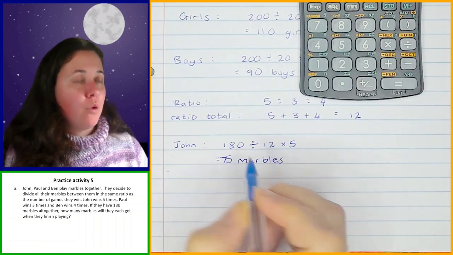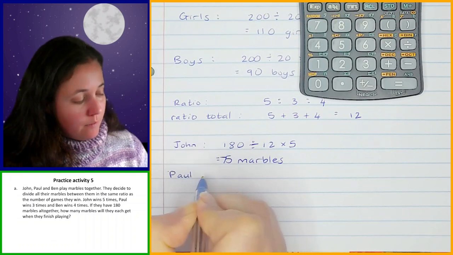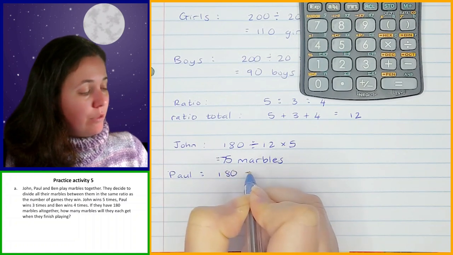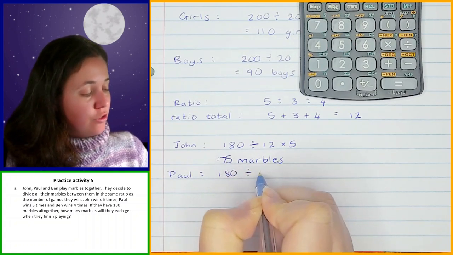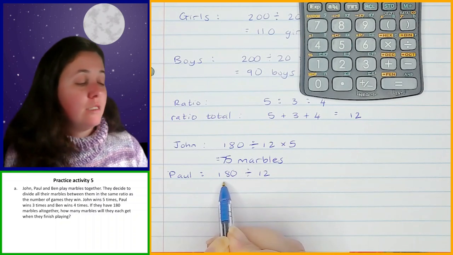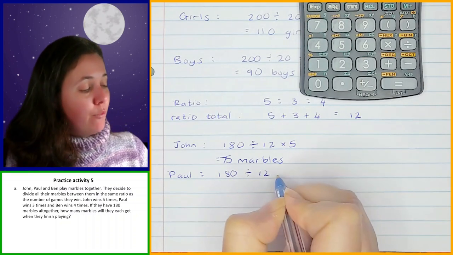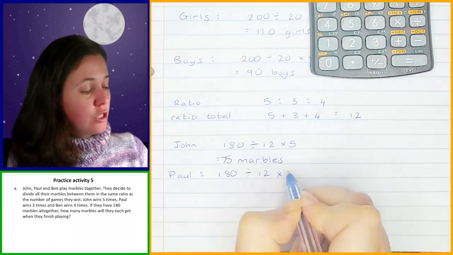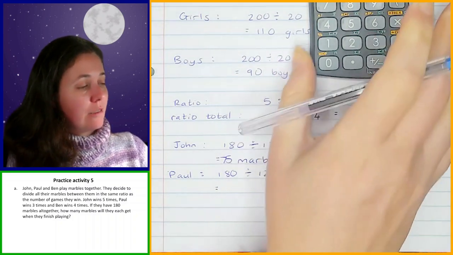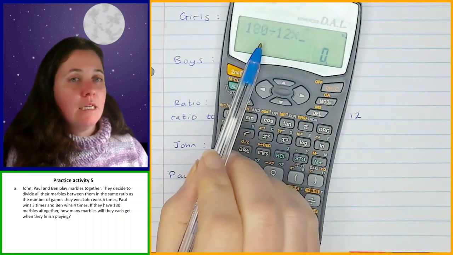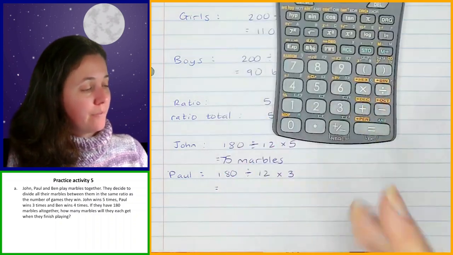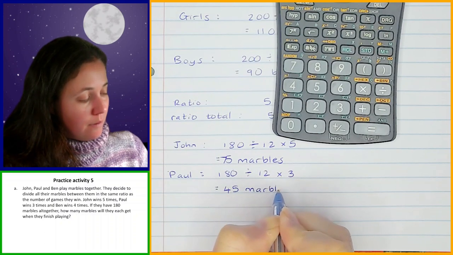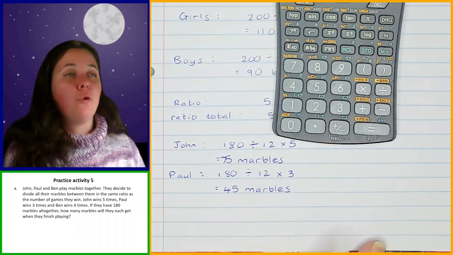Now let's do Paul. We're going to do the same thing. We also start with 180. We divide it by the ratio total, which is 12, because this is the total number of marbles. And then we're going to multiply by Paul's part of the ratio, which in this case is 3. So I'm going to times that by 3, and we're going to see what we get. So we have 180 divided by 12 times 3 this time, and I'm going to get 45 marbles. So that is how many marbles Paul will get.